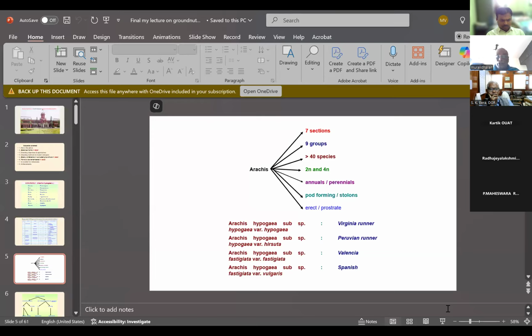Then coming to botanical types in Arachis hypogaea, there are 4 forms. Hypogaea, variety hypogaea, that is Virginia runner and Virginia bunch. Peruvian runner, we don't have anything in India in this category. And Fastigiata, bunch groundnut, medium and short duration, and also vulgaris, that is Spanish group.